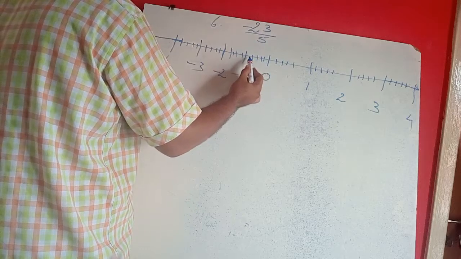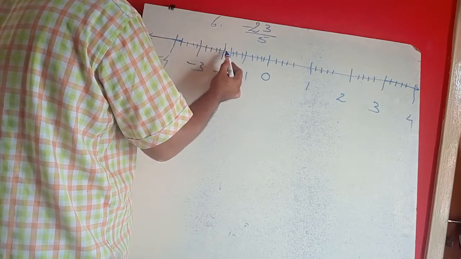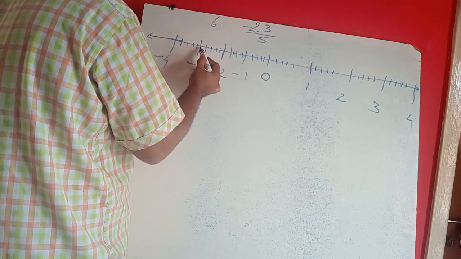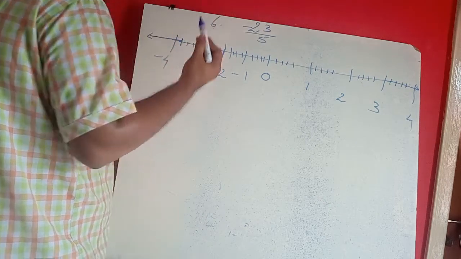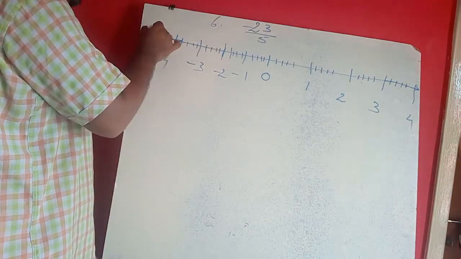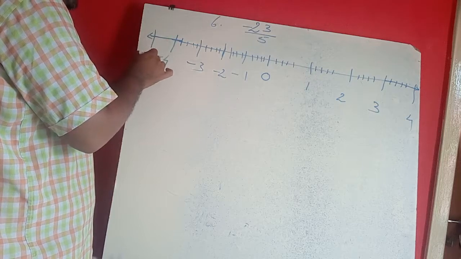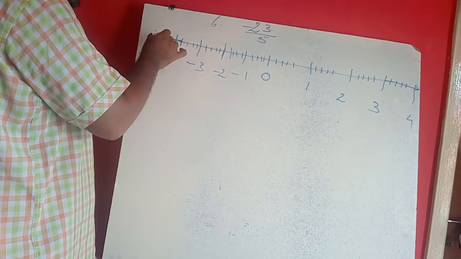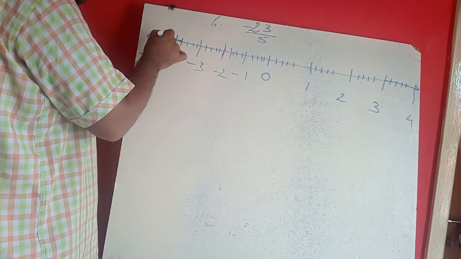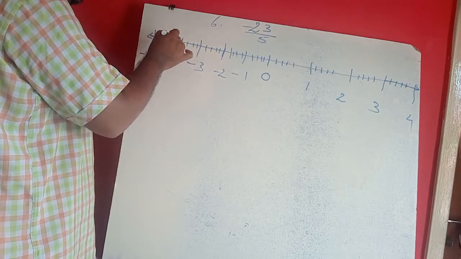1, 2, 3, up to 20. We are having only 20, and we want one more set. That means increase one set of 5. 1, 2, 3, 4, fifth line is that one. So up to here, 20 we got.